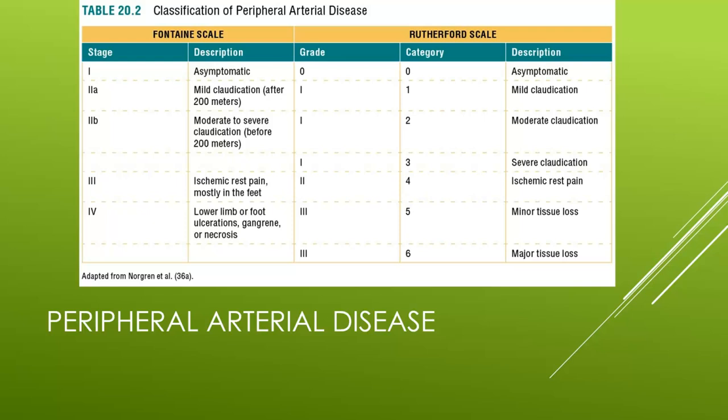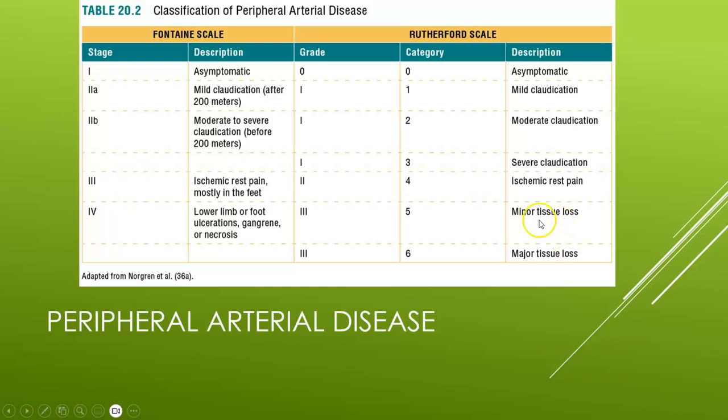So you could have people who perhaps are diabetic and they have circulatory issues. Many times their toes become necrotic. The tissue dies from lack of blood flow to the actual toes themselves, and you see people who have to have amputations as a result. So on the Fontaine scale, they denote in stage 4, lower limb or foot ulcerations, gangrene, or necrosis. Over here, you have minor tissue loss, major tissue loss when you get to 6.